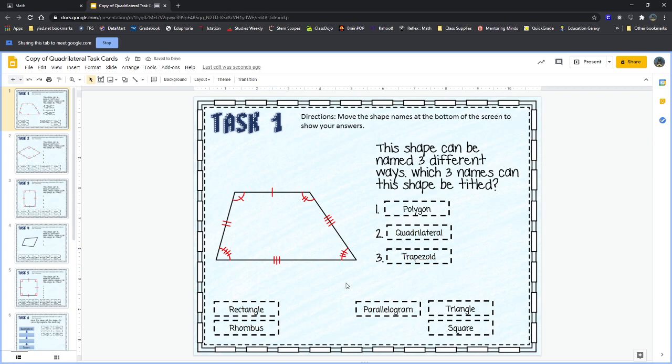Trapezoids are kind of like the special quadrilaterals. They're the ones that are, I guess, the most different compared to all the other quadrilaterals, because trapezoids only have one pair of parallel lines. This shape here has the top and the bottom that would be parallel, but these 2 sides, if I were to stretch out my lines, eventually somewhere around up here, they would run into each other. There's only one set of parallel lines, which makes this a trapezoid. So the 3 names we were looking for were polygon, quadrilateral, and trapezoid.